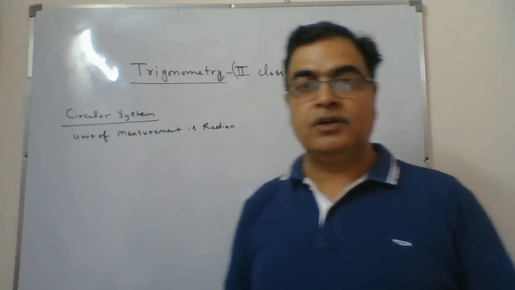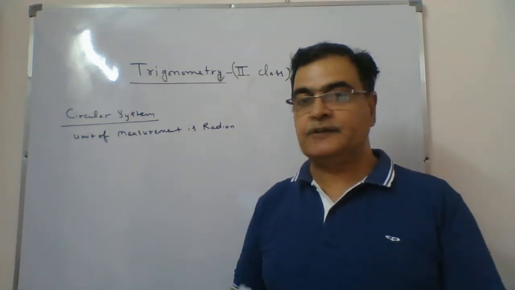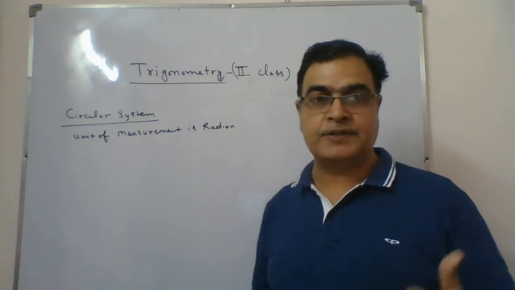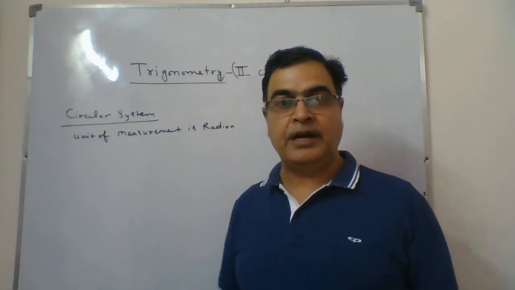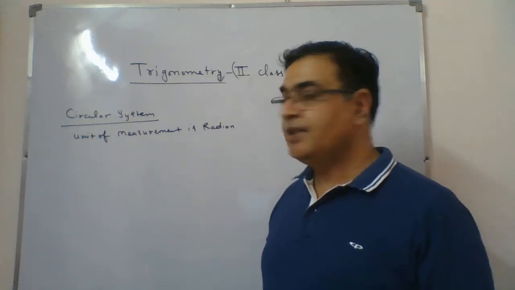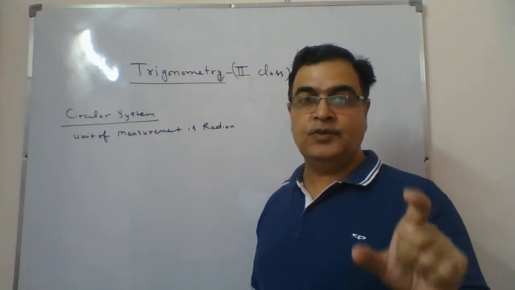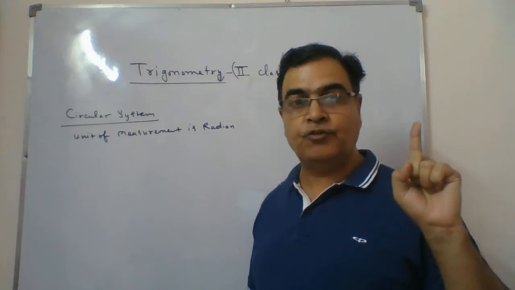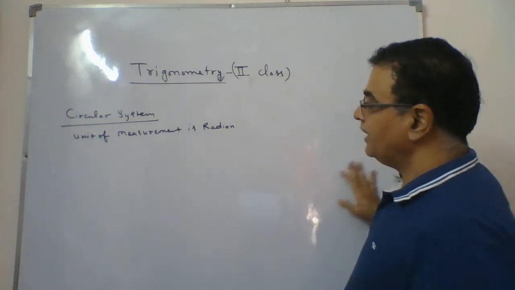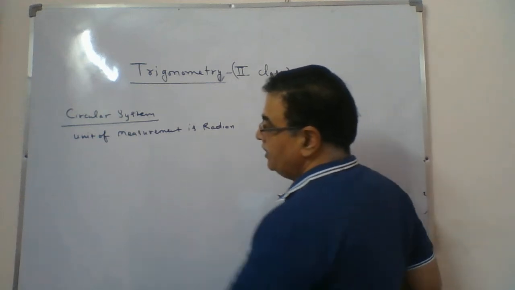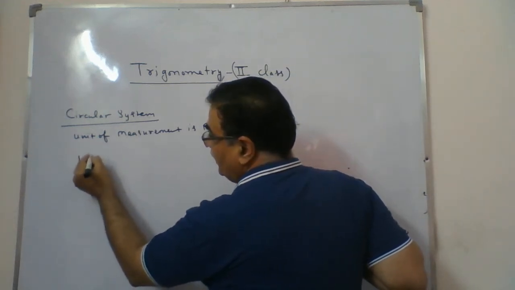So now we are coming to the second lecture, showing the circular system, the third system we have in our measurement part. In this case, the angle which you are going to measure will be in terms of radian, R-A-D-I-A-N. First, we define what is 1 radian.